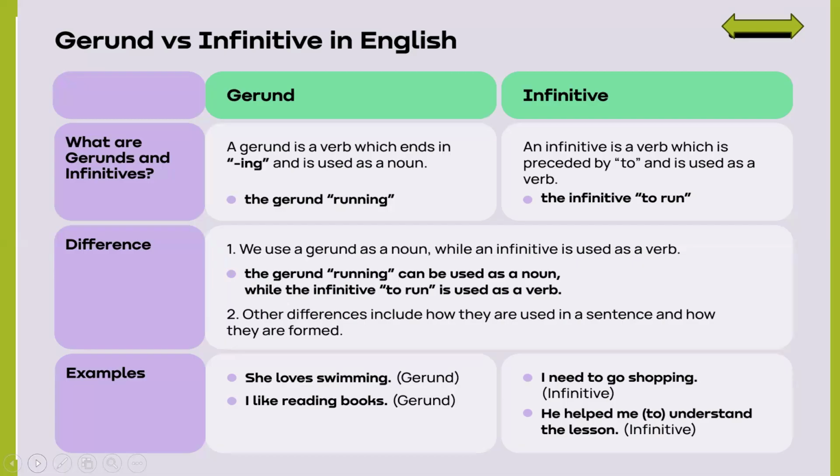Gerund, infinitive. A gerund is a verb which ends in ing and is used as a noun. Example, running. Run is a verb and it becomes a gerund when ing is added to it: running. An infinitive is a verb which is preceded by to and is used as a verb. The infinitive: to run. Kindly watch my infinitive video which I made already.